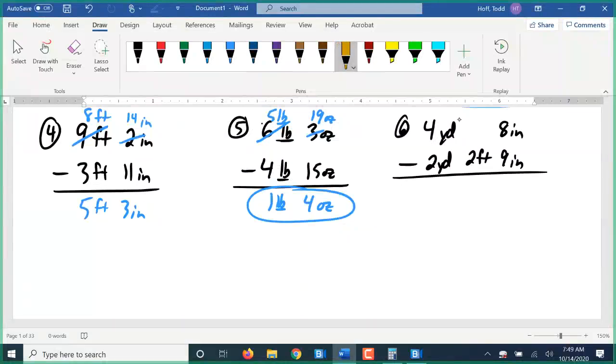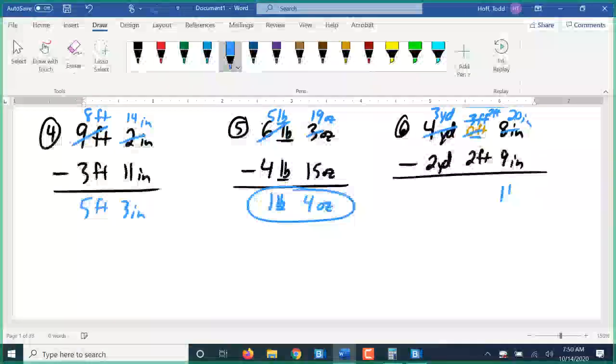Number 6 here, there are no feet, so I'm going to fill in a 0 feet there. 8 minus 9 can't be done, so I need to borrow. But there's no feet here to borrow from, so I go all the way to the yards. That is now 3 yards. Well, that 3 yards contains 3 feet, so this is now 3 feet. I'm going to borrow from that, give me 2 feet, and this now adds 12 inches, so it's 20 inches.